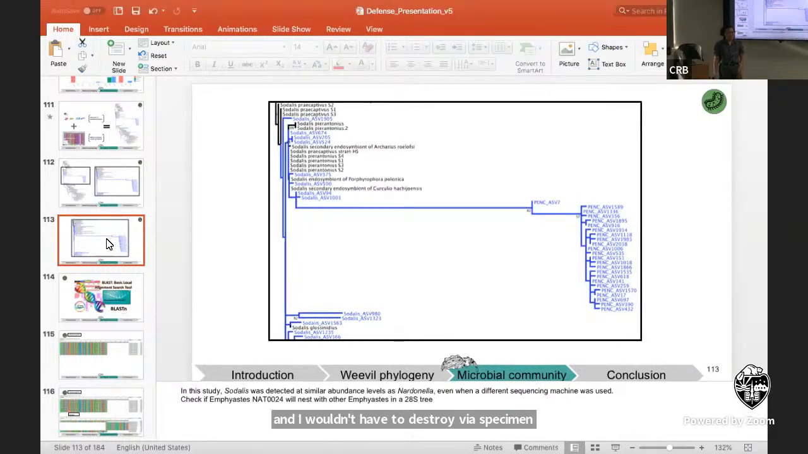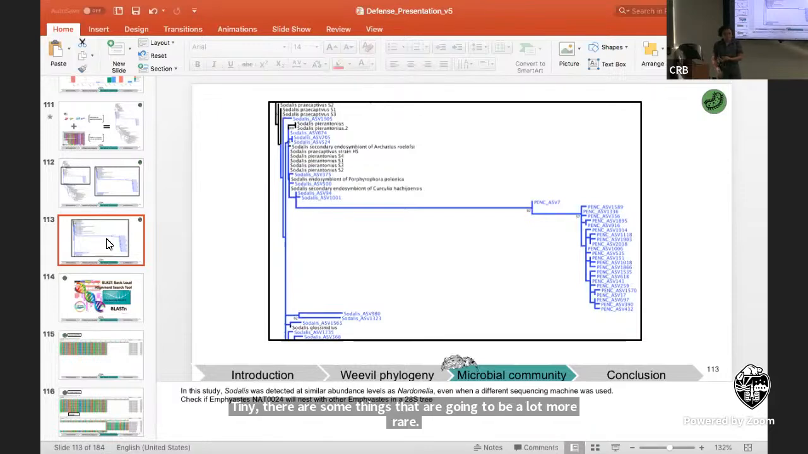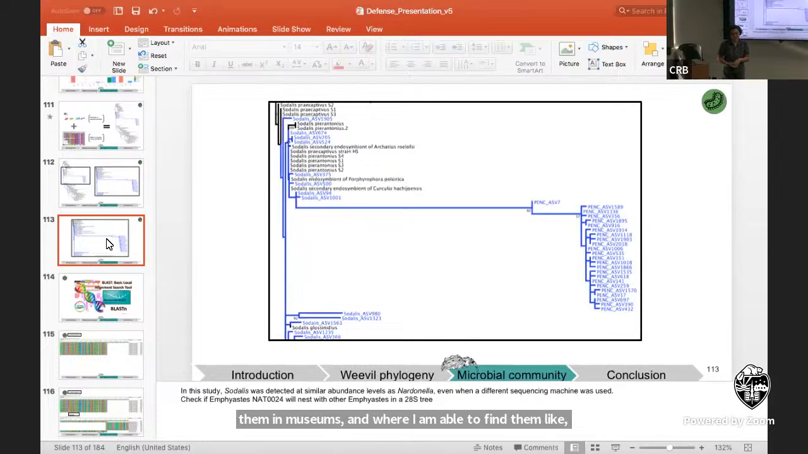And it depends on the institution. Some institutions are okay with you destroying their material, especially if it's something that they have a lot of. But if I wanted to canvass all of the tribes of Molytini, there are some things that are going to be a lot more rare. I'm not going to be able to find a lot of specimens of them in museums. And where I am able to find them, they're probably going to say, please don't destroy this single specimen I have that's representative of that group.